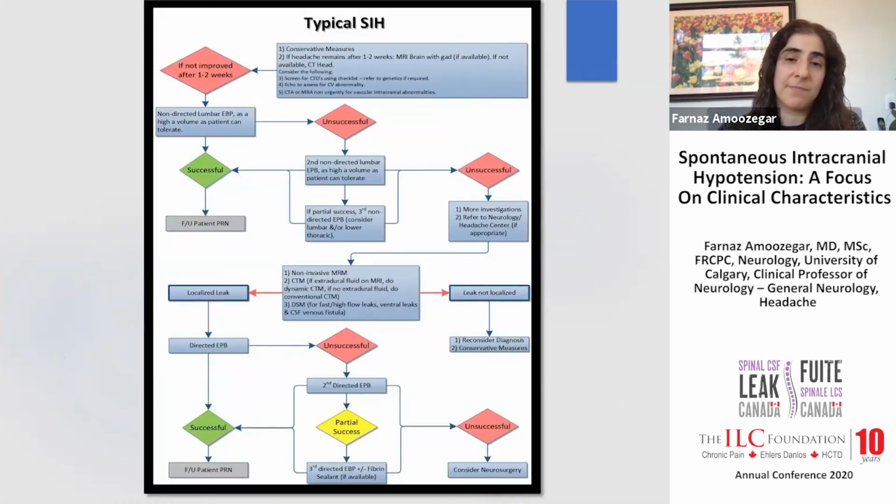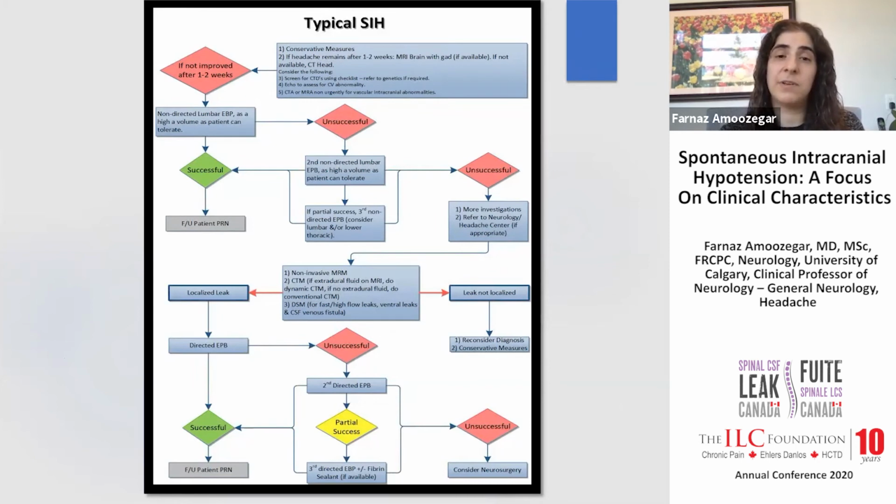Now, I just wanted to lay out this algorithm or diagram because it's one that we use at our clinics. Of course, there are different ways to look at SIH presentation and workup, but this is one that our group in Calgary has found to be quite helpful. And I have another one that looks at atypical SIH as well. But basically, typical SIH would be patients that have the general classic presentation where clinically it is highly suspected.